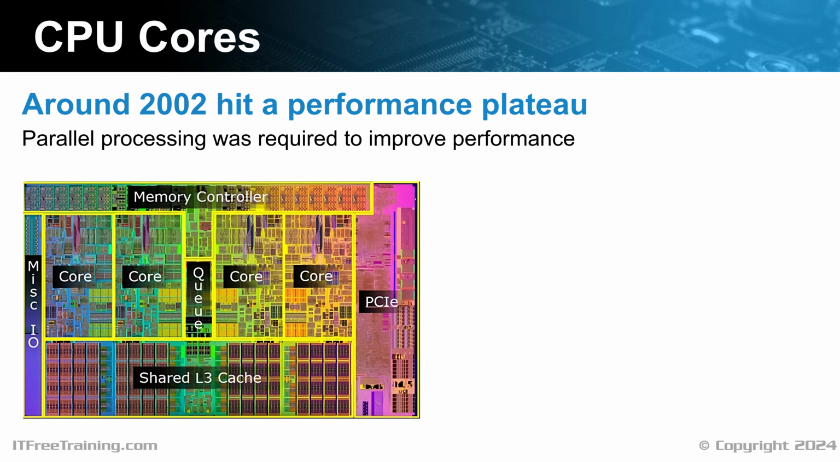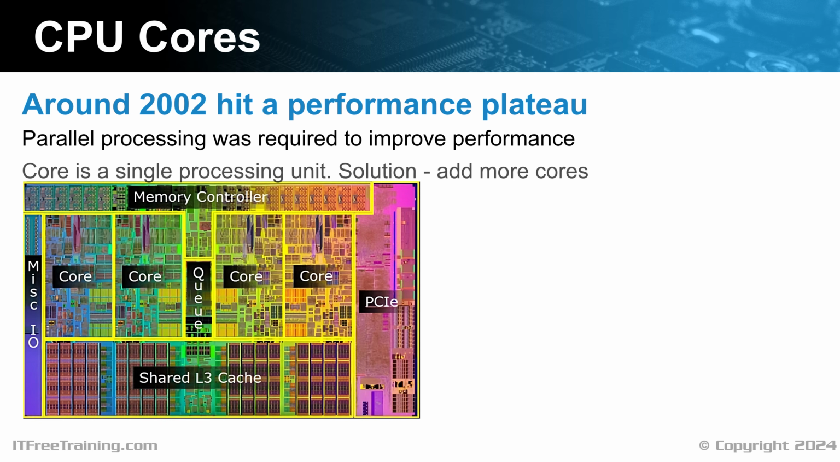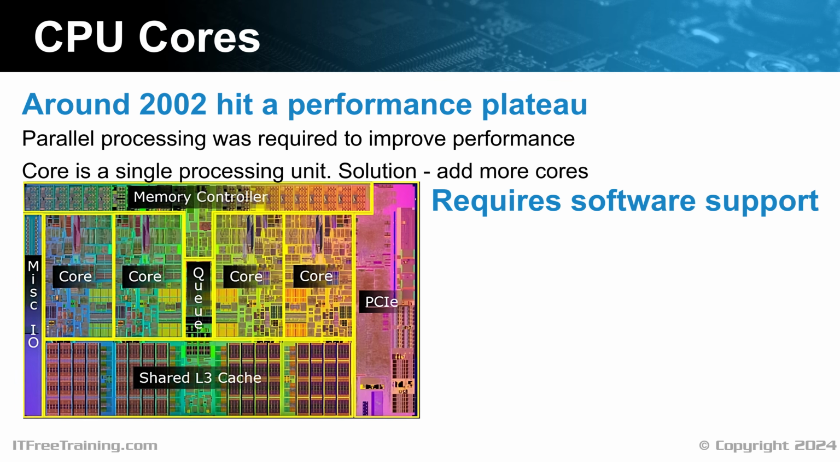In 2005, Intel released its first CPU to have multiple cores. A core is a single processing unit. The solution to increasing performance was simple: to add more cores. A simple solution, but not one without its problems. In order to parallel process, this required software support. Software support in the operating system and also in the application.